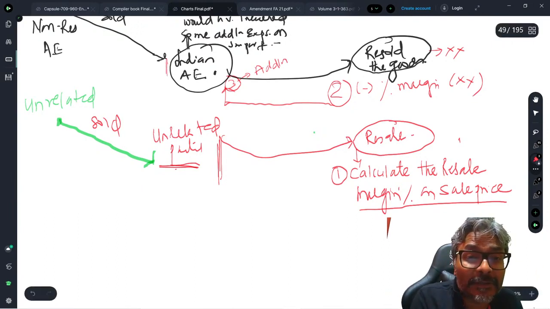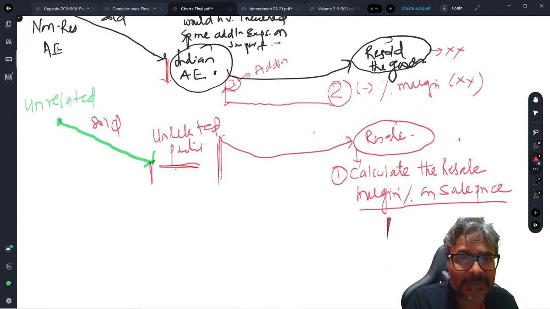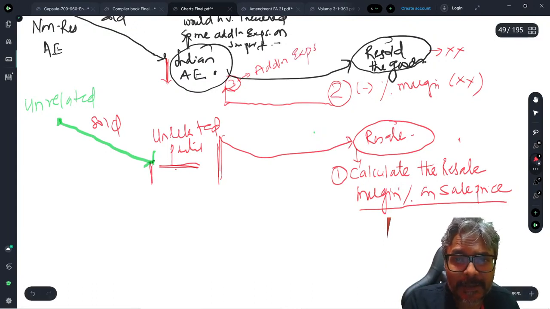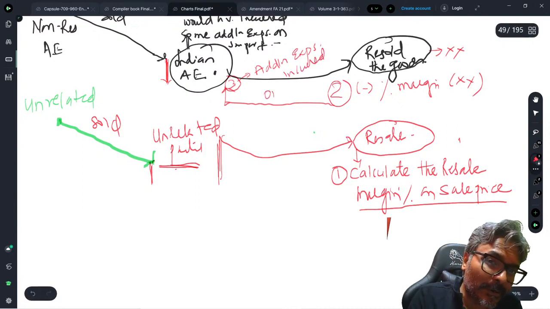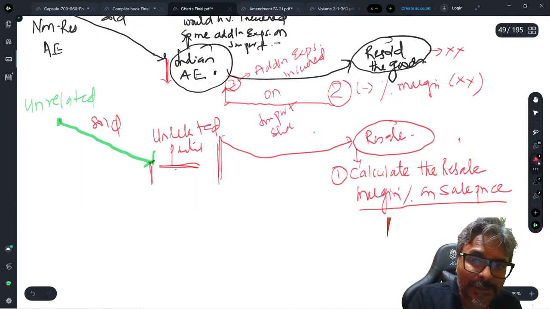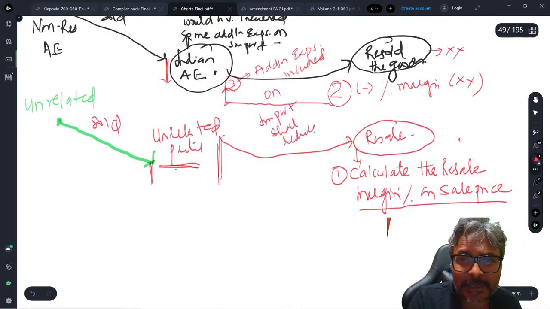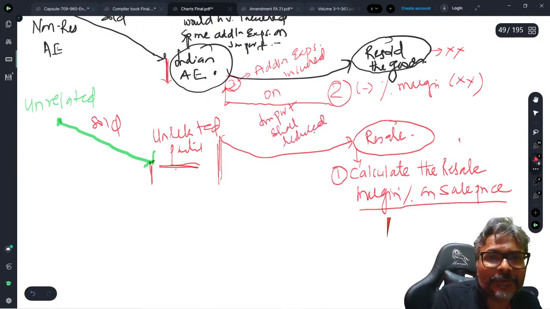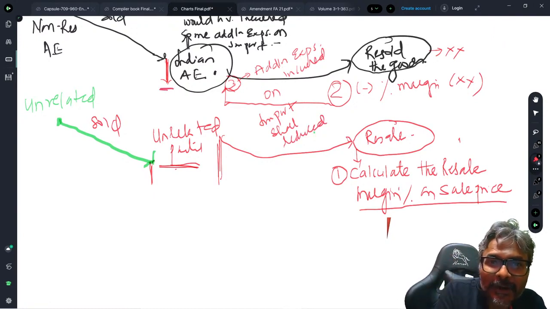I need to arrive at the purchase price. What is the purchase price with this particular price? So any additional expenditure incurred on import will be reduced. Any additional expenditure incurred on the import shall be reduced in the resale price method. So that is point number 3. And once you are done with point number 3, now you are at this stage. Now you have the price.